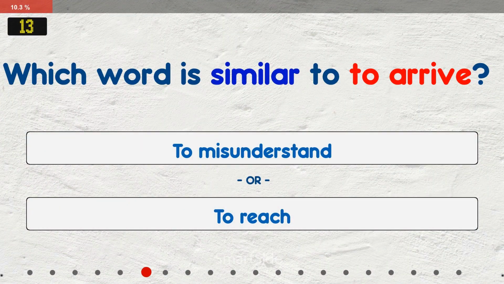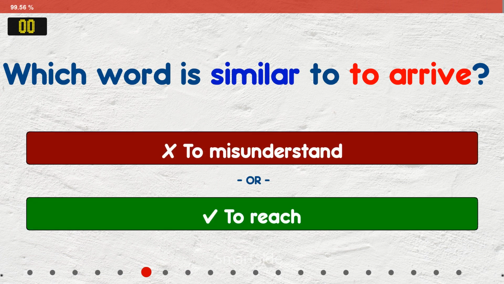Which word is similar to arrive? A, to misunderstand. B, to reach. The answer is to reach.